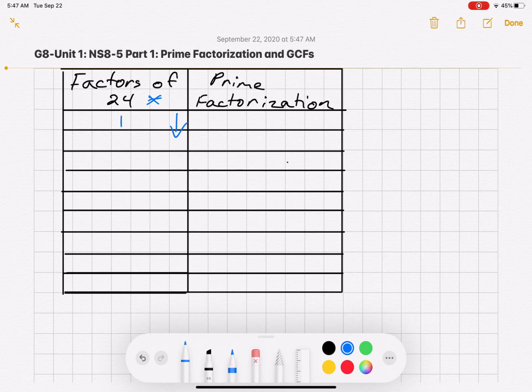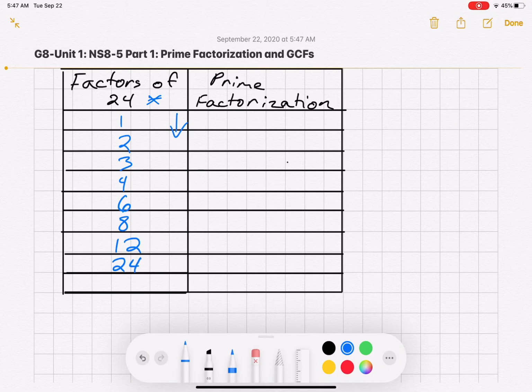All right, so this would be 1, 2, 3, 4. 4 times 6 is 24. 3 times 8 is 24. 12 times 2 is 24, and obviously 24 times 1 is 24.